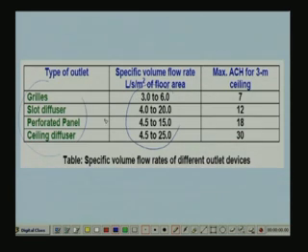So, you can see that for grills it is 3 to 6 liter per second per meter square, whereas for slot diffusers it is higher. Perforated panel at 4.5 to 15, and for ceiling diffusers you can see that compared to the other types you can have a much higher volumetric flow rates per unit floor area. Okay. Again the same thing is given here in terms of maximum air change per hour for a 3 meter high ceiling. Okay. So, again you can see that ceiling diffuser can handle large volumetric flow rates.